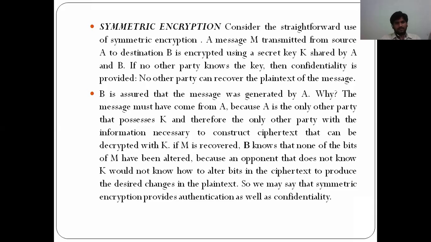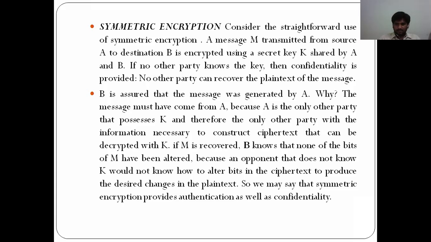If M is recovered, B knows that none of the bits of M have been altered, because an opponent who does not know K would not know how to alter the bits in the ciphertext to produce the desired change in the plain text. So we may say that symmetric encryption provides authentication as well as confidentiality. The first paragraph gives the authentication.